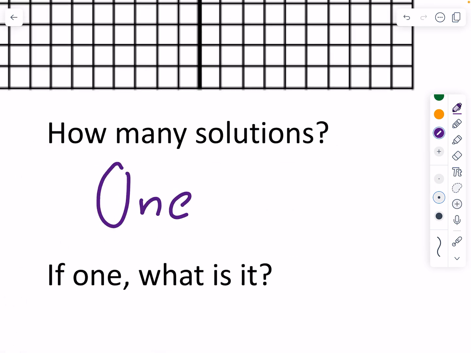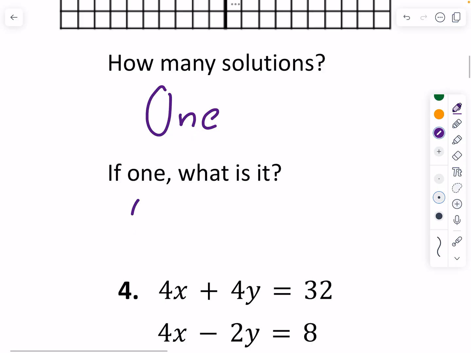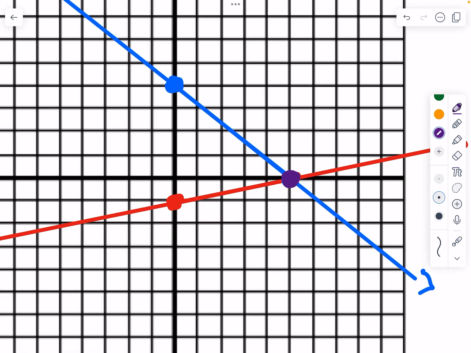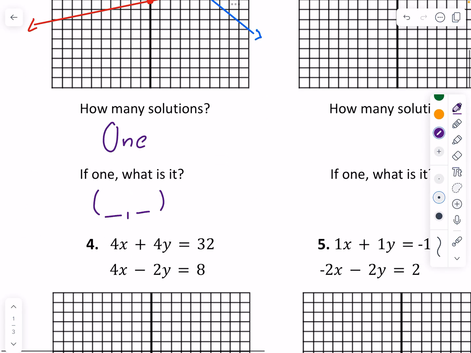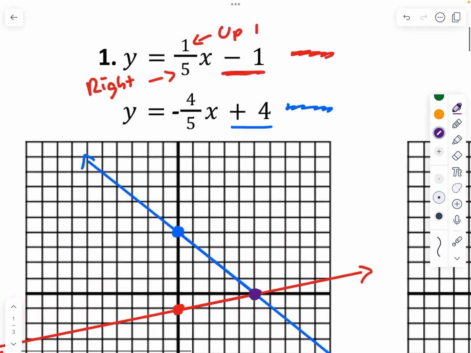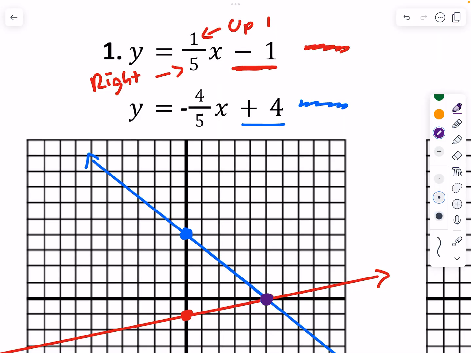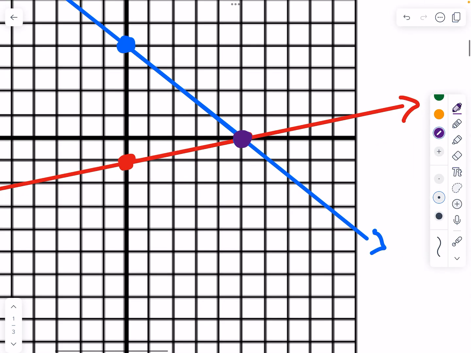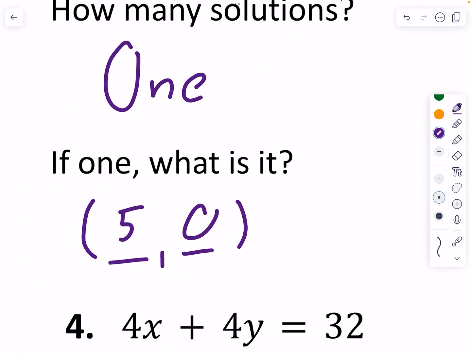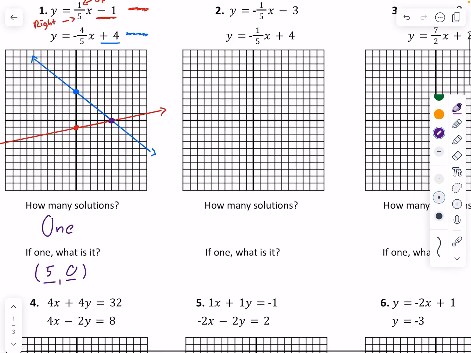My next question is, what is it? And this is a reminder that I want this written as a point. So you need to tell me what is that purple point where these two lines cross, excuse me. If you said that that was at 5 comma 0, you are absolutely correct. Okay. So this is a system that has two lines that cross. They cross one time, so we have one solution, and that solution is 5 comma 0. Okay. Let's keep it moving.